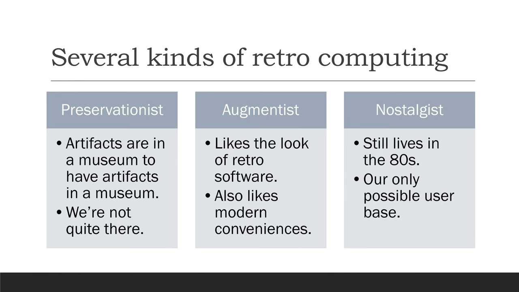The problem with making them happy with QuantumLink is it's never going to be graphically based. It's never going to be the web. It doesn't have that power. Then there's the nostalgist that still lives in the 80s. Their house looks like they live in the 80s. And they might actually be an actual user base. I think most people in the community are probably some combination of these three. So the ones we can probably make the happiest are the preservationists.